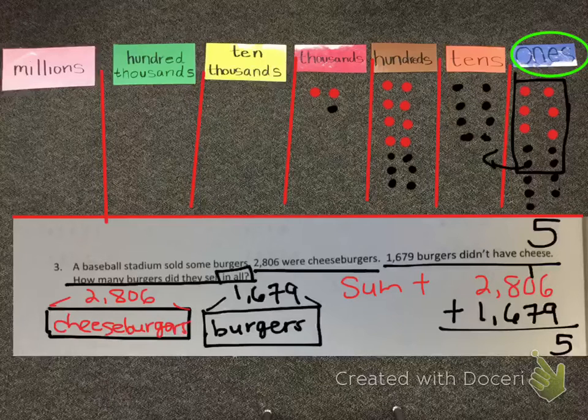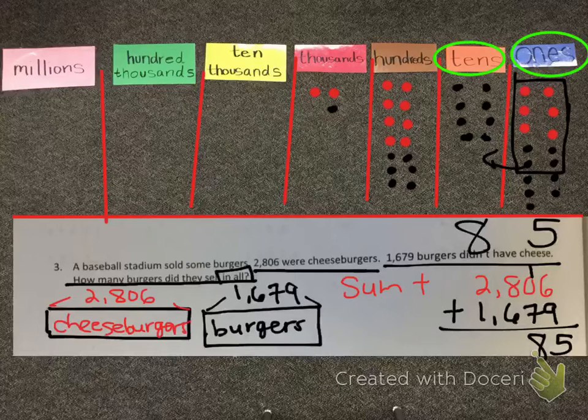Okay? All right, now let's count the tens place value. 1, 2, 3, 4, 5, 6, 7, 8. All right, we have 8 now. I don't have to bundle, so it's just 8. 1 plus 7 is 8.